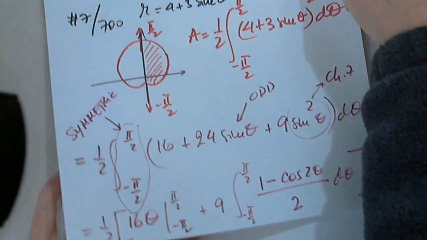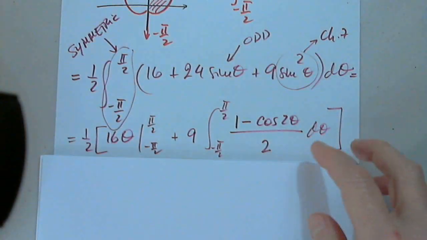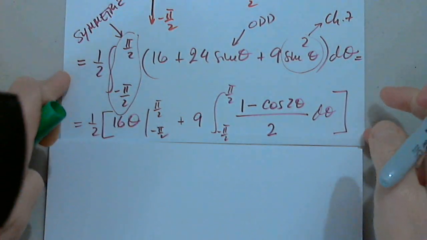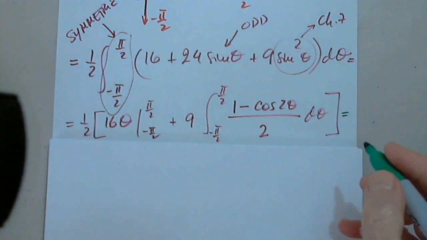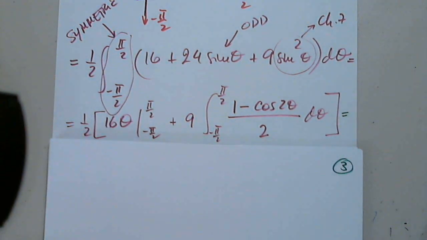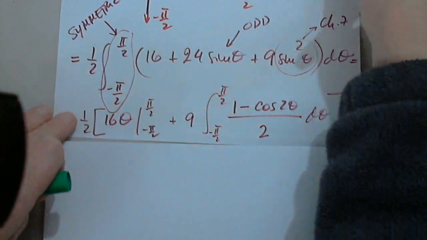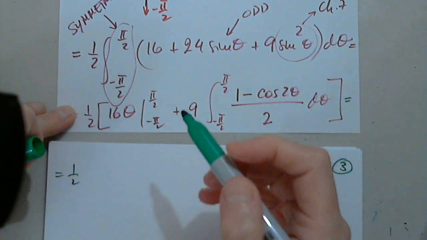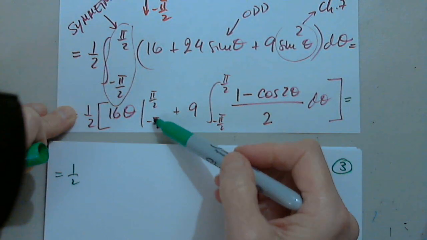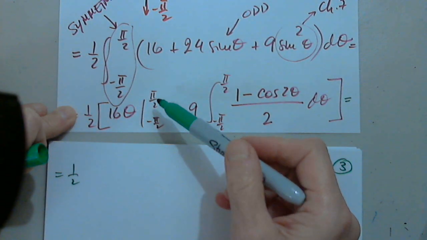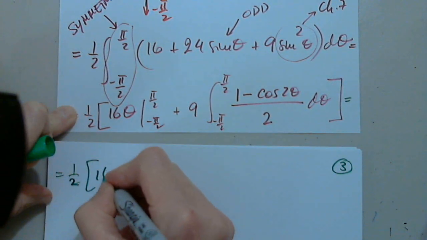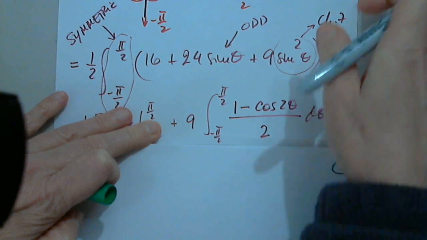Okay, moving on. I'm on page 3. I managed to squeeze a little bit in there. Okay, so equals here and page 3. So 1/2 of 16 pi over 2 plus pi over 2 will be pi. So 16 pi. This is done.